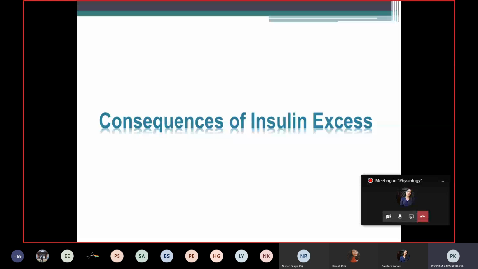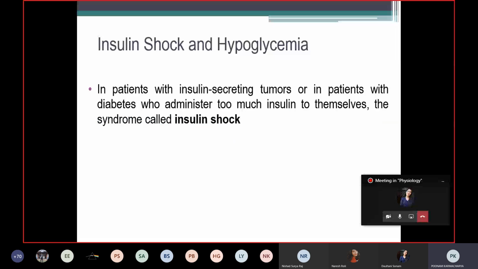About 10 to 15% of these adenomas are malignant, and occasionally metastasis from the islet of Langerhans spreads throughout the body, causing tremendous production of insulin. So, the main cause of excess insulin is adenomas of the islet of Langerhans producing more insulin. Also, patients who have diabetes tend to administer too much insulin by themselves, right? Which can lead to a syndrome called insulin shock. So increased insulin can occur because of insulin secreting tumors or in patients who administer too much insulin.